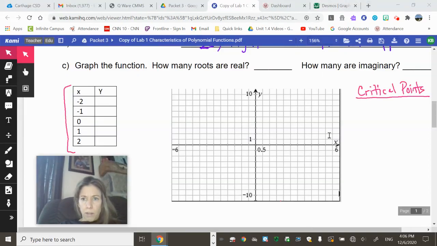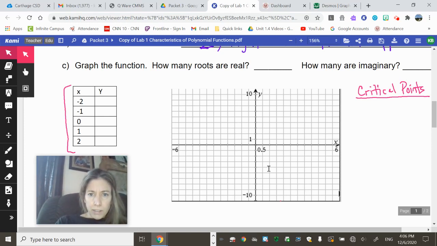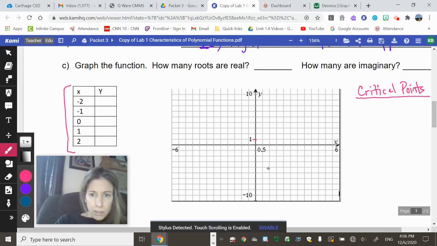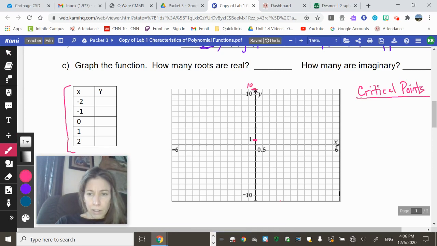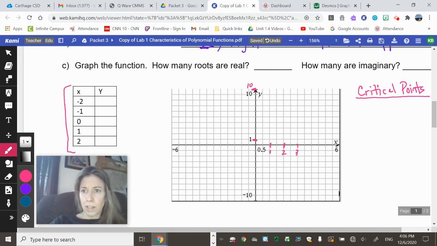Before we graph this, just make sure you look at the scale. The scales are very important. You'll see on the y-axis, it starts at 1 right here. So this is actually counting by 1, and whatever number they have here goes to the last value. So there are 10 lines here. On the x-axis, every line is 0.5, so this is 1, this is 2, this is 3, and so on. Same in the negative direction on the x-axis.